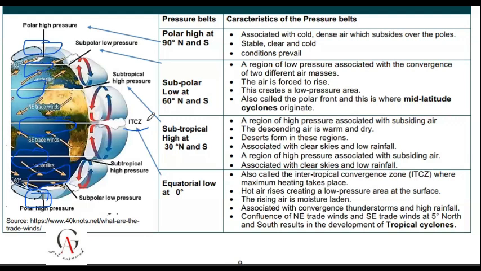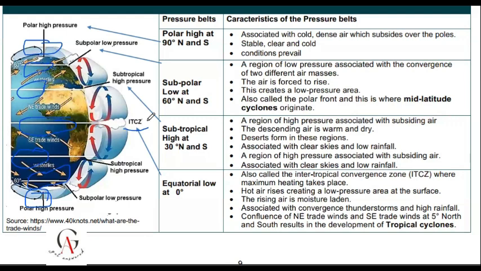Because of intense heating, we have the sun being overhead across the whole year, and typically we have a low pressure cell developing because of intense heating. The air is always uplifting, there's convergence and upliftment, or the air will be ascending in that particular belt, and it will create unstable conditions and very high amounts of rainfall or precipitation in that particular belt. So those are the pressure belts that we have.